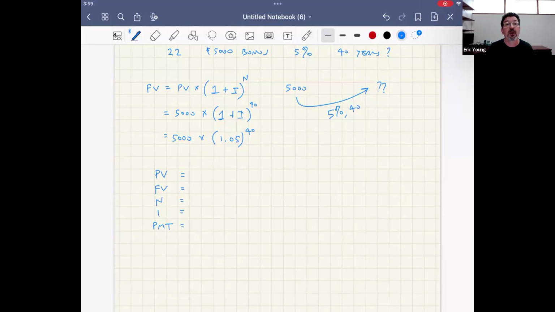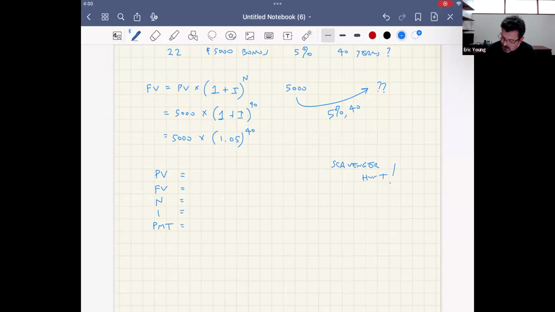Now check this out. On any time value problem, there's 5 variables at play. I'm going to give you, or you're going to be able to figure out, 4 of them. Your job in every time value problem is to just find the missing variable. In other words, I like to think of a time value problem as a scavenger hunt. There's 5 total variables. I'm going to give you, and you can figure out, 4. You solve for the missing one.